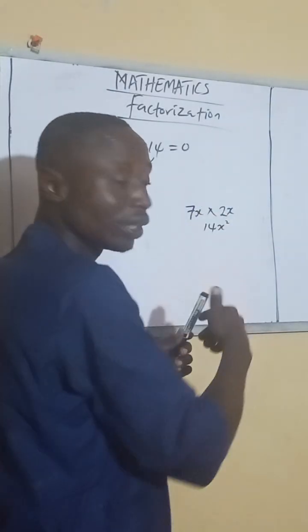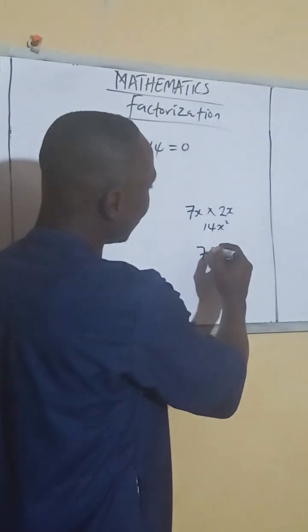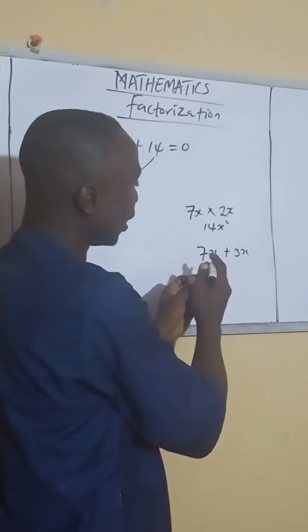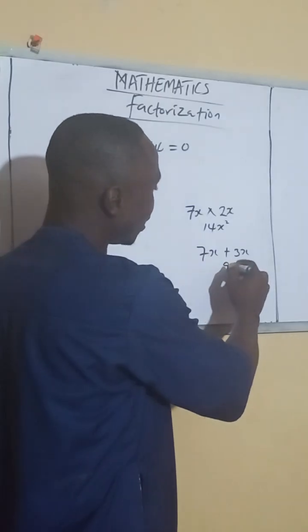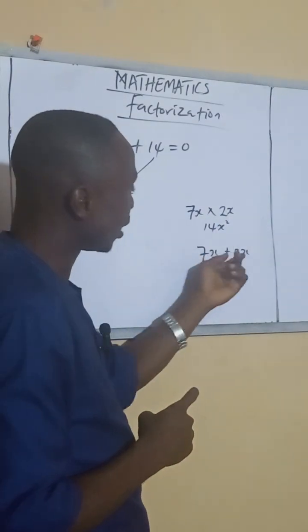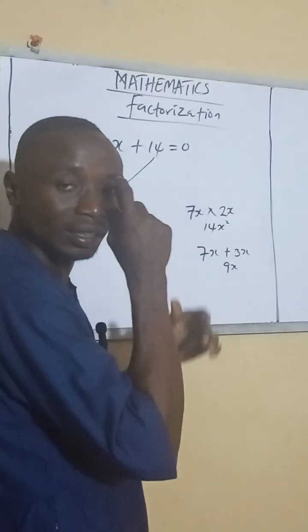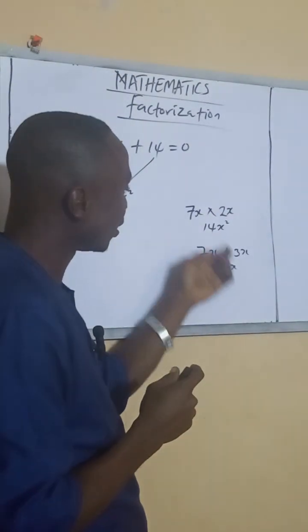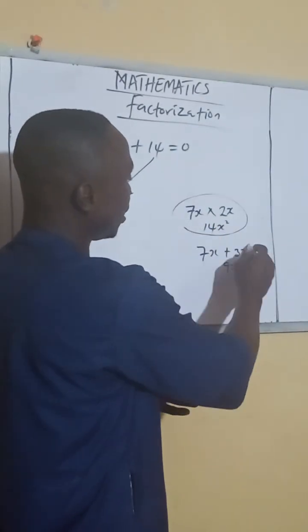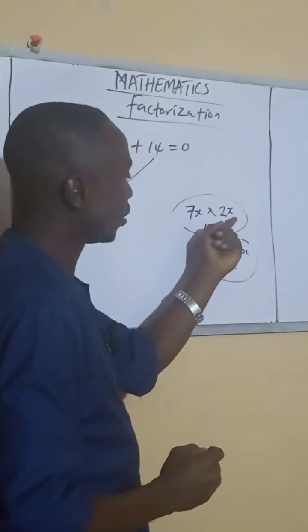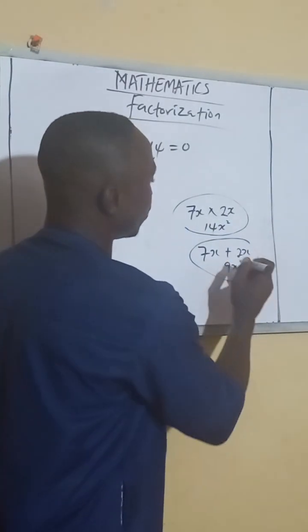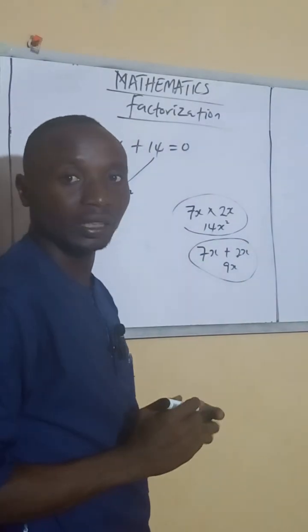Now the same numbers we get, say 7x plus 2x, if you add them together, we will get 9x. Now note that it is the same numbers we use. We just add them together. When we add this one, we get this 9. When we multiply this one, we get this 14. The same numbers, 7 and 2. If you add them together, we get 9.